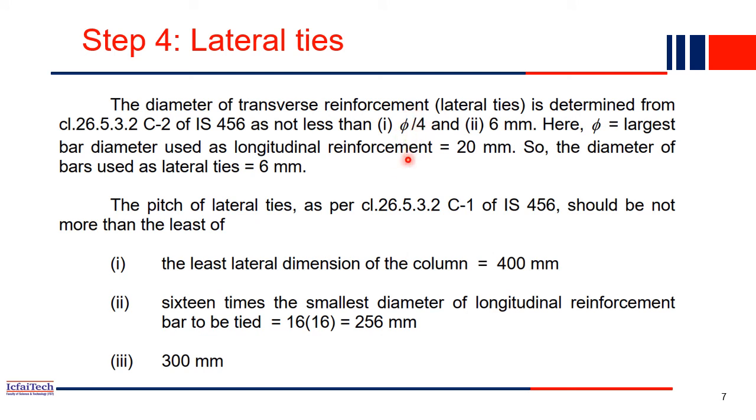So φ by 4, or 6 mm, whichever is greater, as it is not less than. Actually it is the minimum we have to provide. What is the largest diameter we have used for the longitudinal bar? It is 20, right? So 20 divided by 4 comes out to be 5. So 5 or 6, which one do we have to provide? Not less than 6. So the minimum diameter of the bar we will use is 6 mm. From this φ by 4 we got 5 and 6. Out of these two, we have to use the maximum. So here we are using 6 mm as a tie bar.